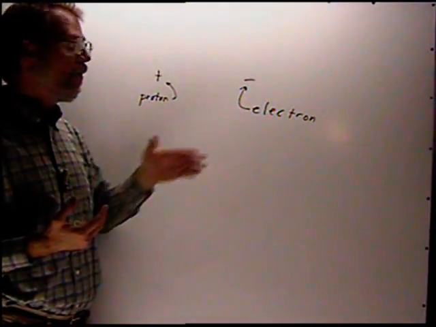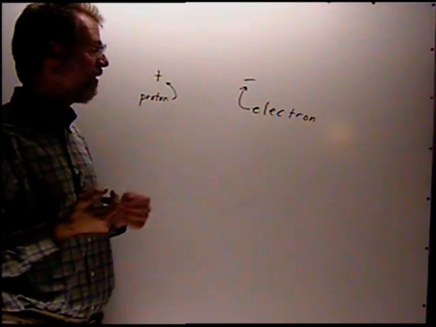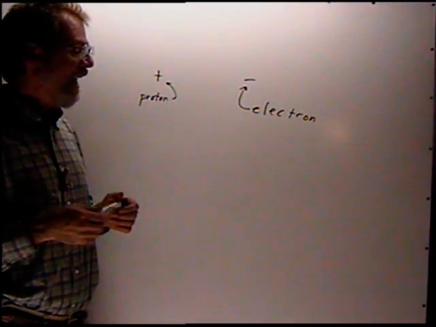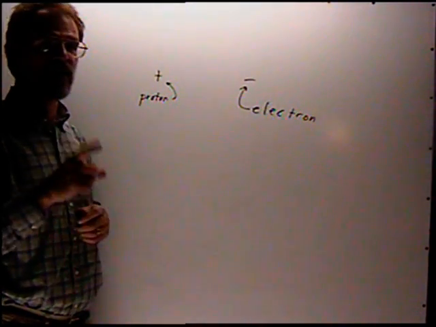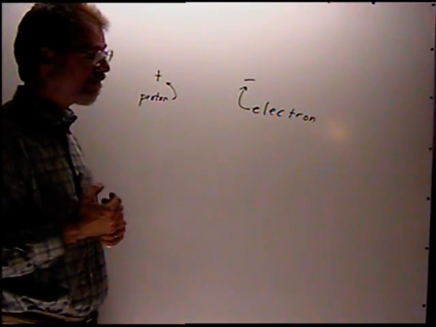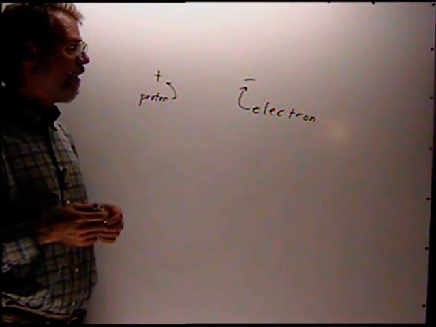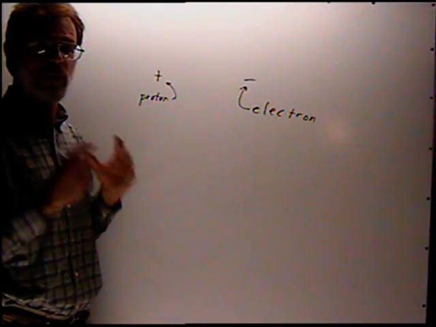So this is kind of the quantized effect. We know that electrons only come as individual electrons. We don't find half an electron floating around somewhere. Same thing with a proton. Protons only come in individual packets, just 1 proton.